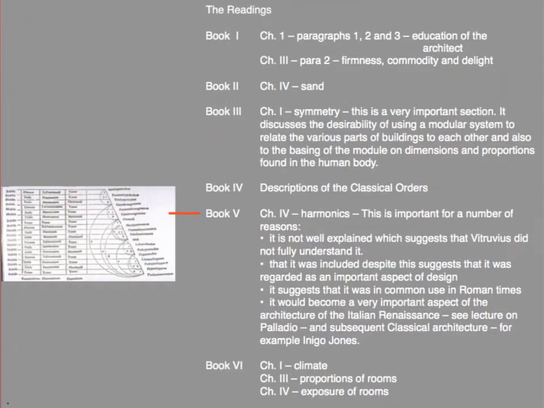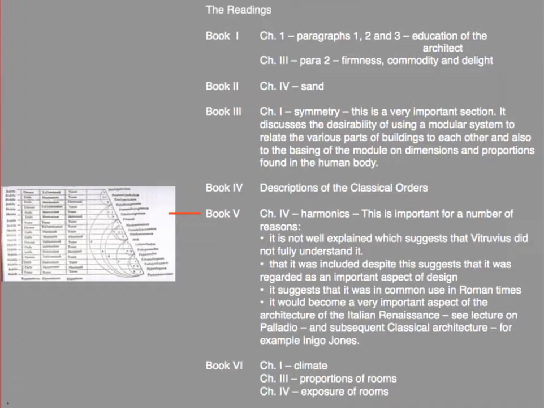And then in Book 5, Chapter 4 of Book 5, he deals with harmonics, with ideas of musical harmony. And this is important for a number of reasons. You will find that the explanation, and this is the only part of the book in which the explanation is, shall we say, rather impenetrable. It's not well explained, and so don't dwell on it, just have a look through it. But it kind of suggests that Vitruvius did not fully understand it.